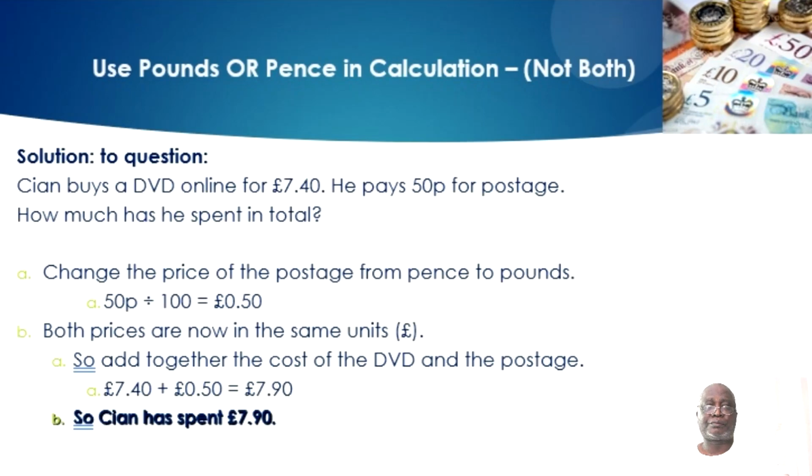Here's an example. The solution is as follows. Change the price of the postage from pence to pounds. So 50p becomes 0 pounds and 50p. Both prices are now in the same units, which is pounds. So add together the cost of the DVD and the postage, which is £7.40 plus 50p, which is equal to £7.90. So Kian has spent £7.90.